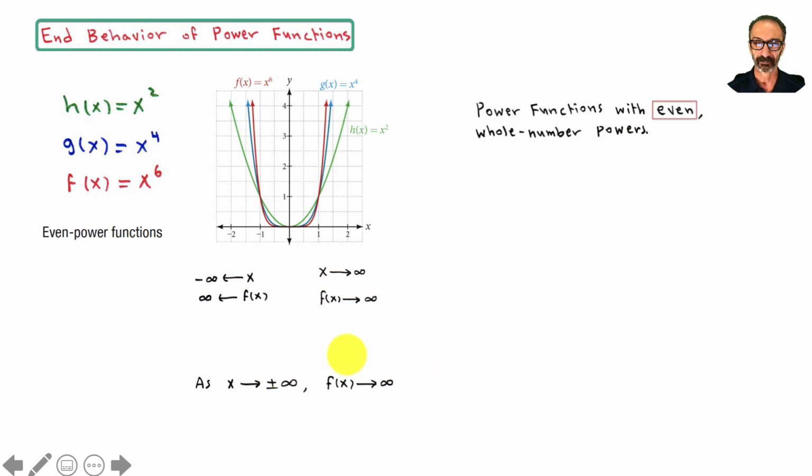Let's see some more. Power functions with even whole number powers. All these three are power functions with even powers 2, 4, 6. They have a similar shape.